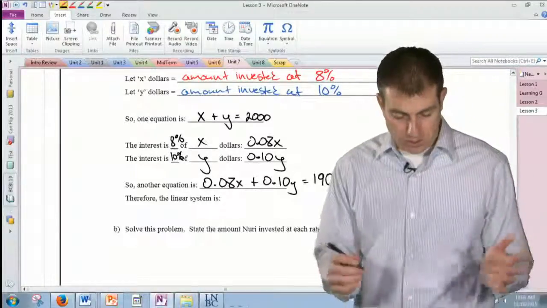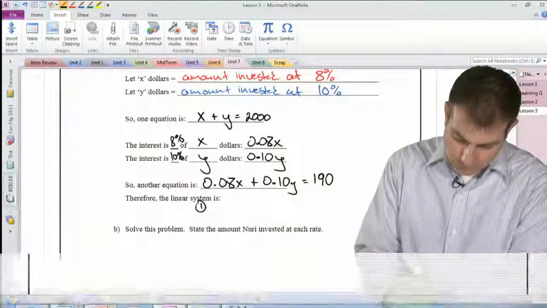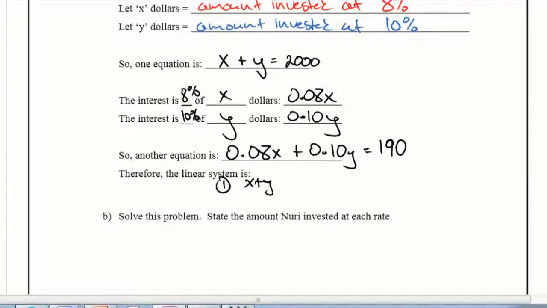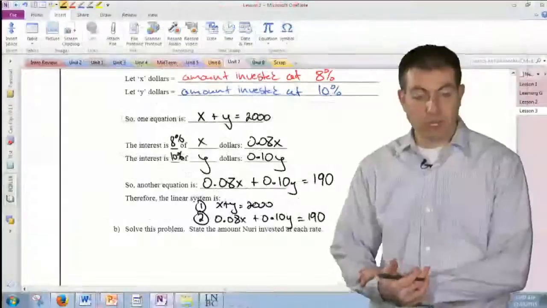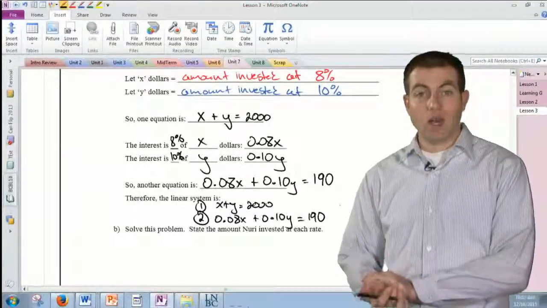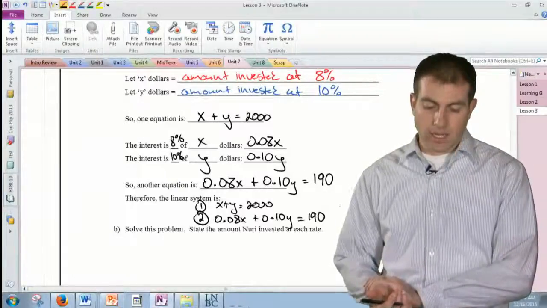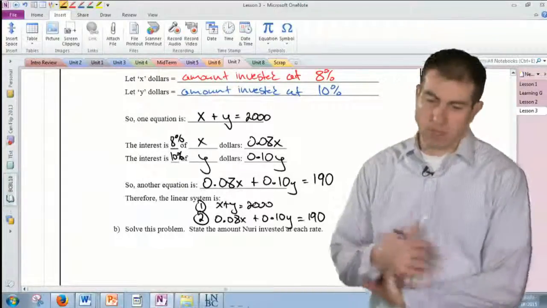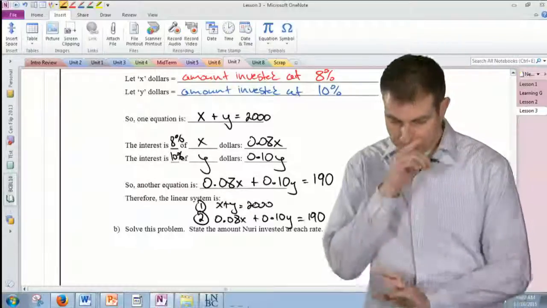Okay, so we have a linear system. We have our first equation, which is x plus y is 2,000. And then we have our second equation, which is 0.08x plus 0.10y is 190. Continuing on, we're going to figure out now how much we had invested at each rate. So how much at the 10%, how much at the 8%.